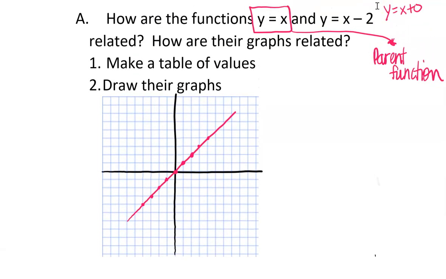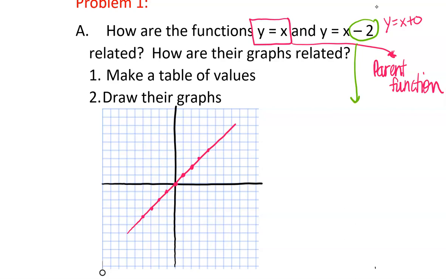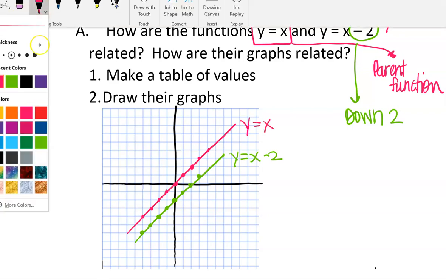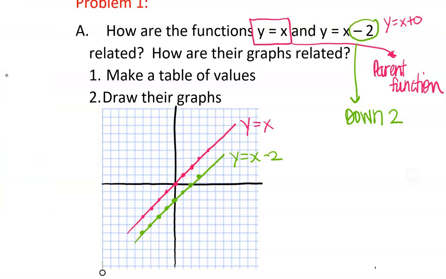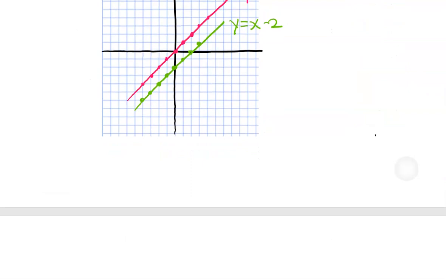So this minus 2 means all the ordered pairs that you have, move them down 2. So it becomes 2 down for each one. And then we draw that one in. Okay, so this one is y equals x minus 2. And the other one was y equals x. So when you're looking at this in terms of ordered pairs, 0, 0, and 0, negative 2. So the y value is the one that changed, from what it was to 2 units down.